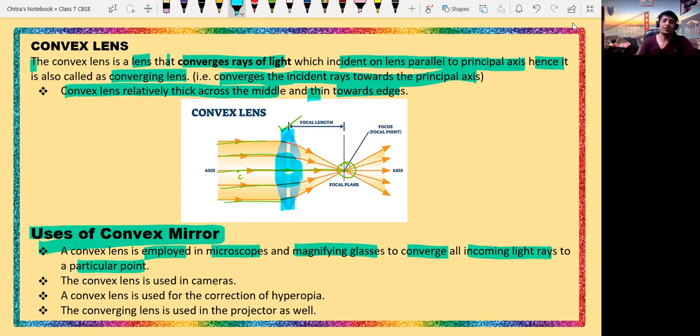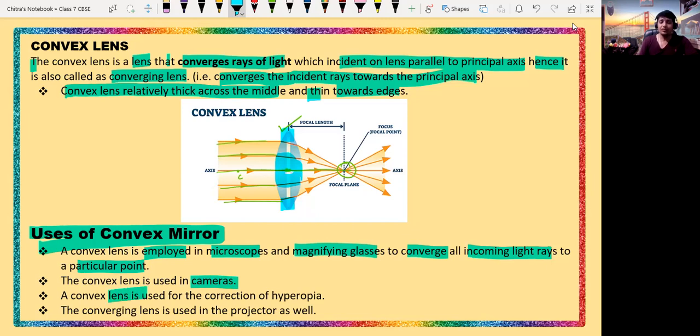Next use. The convex lens is used in cameras. In photography cameras, video cameras, and even the camera in your mobile, convex lenses are being used.